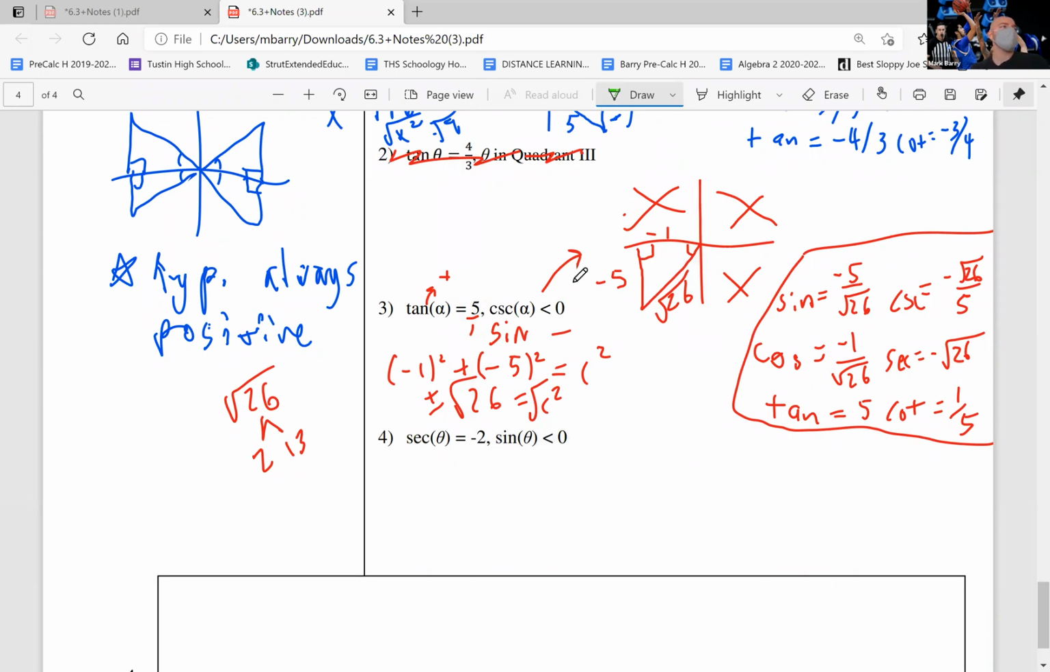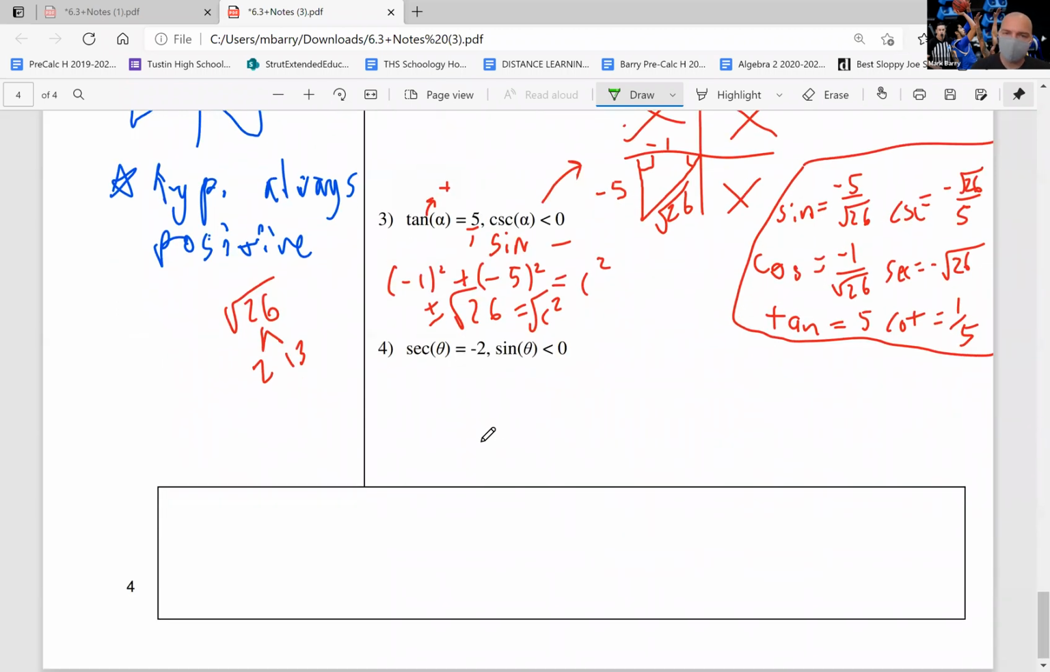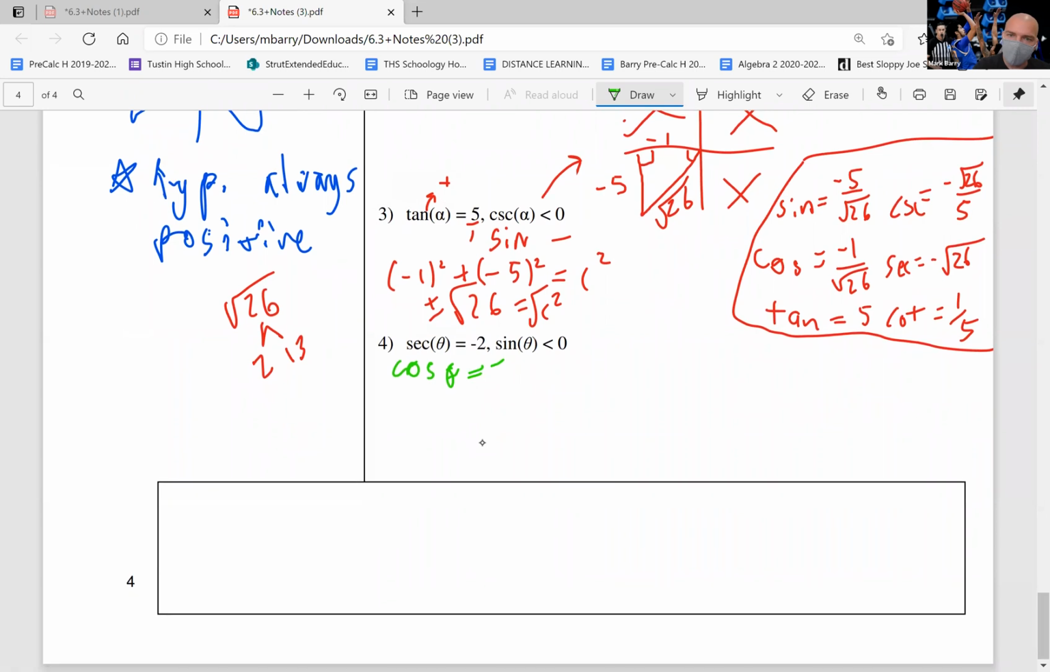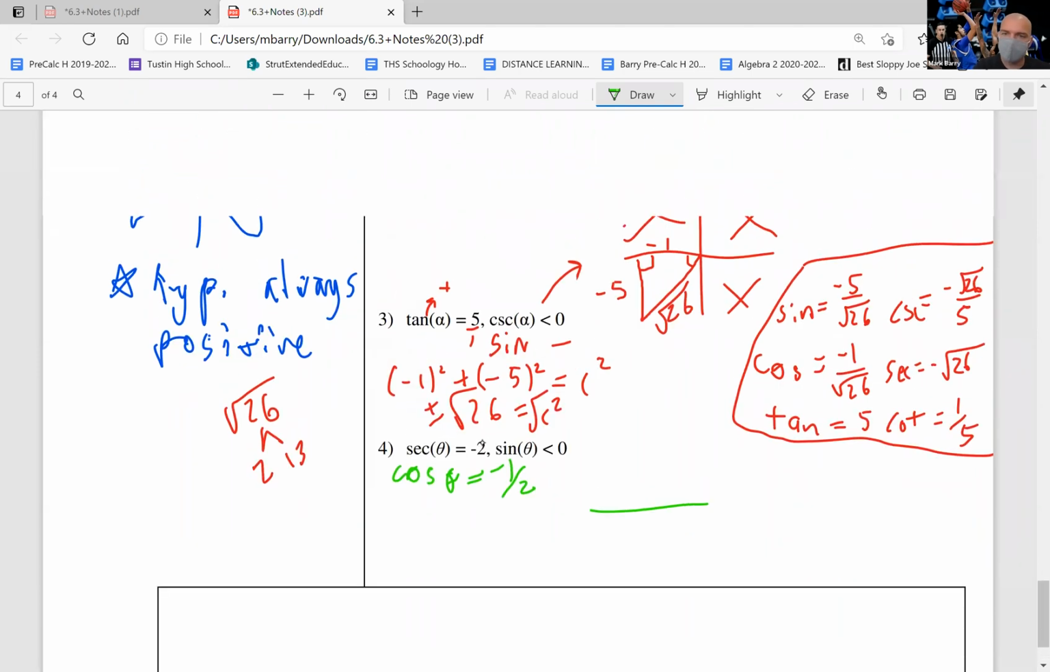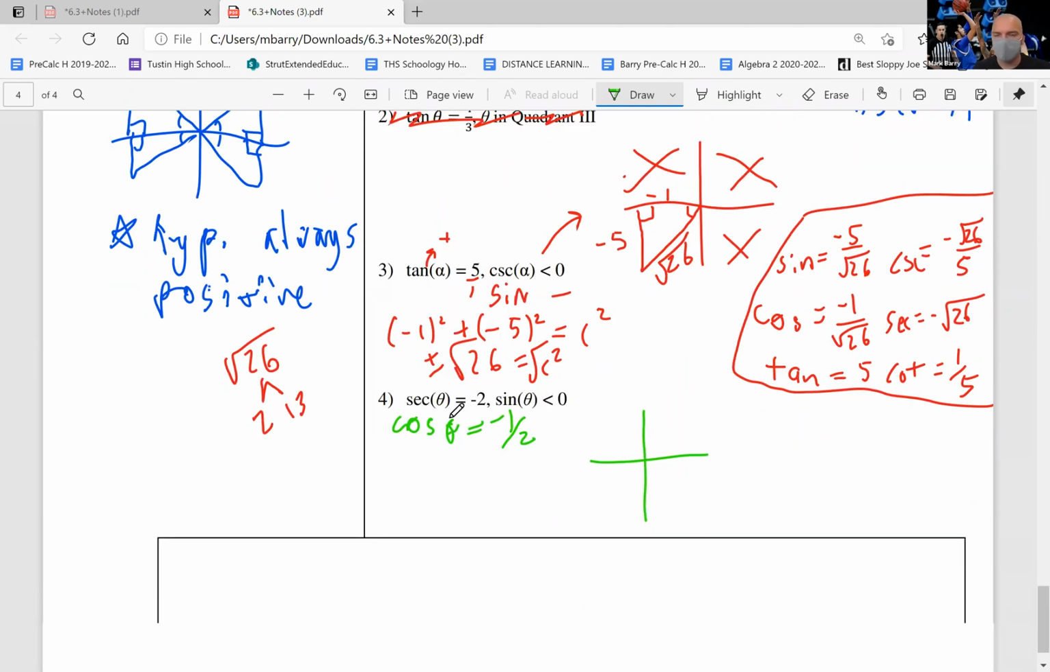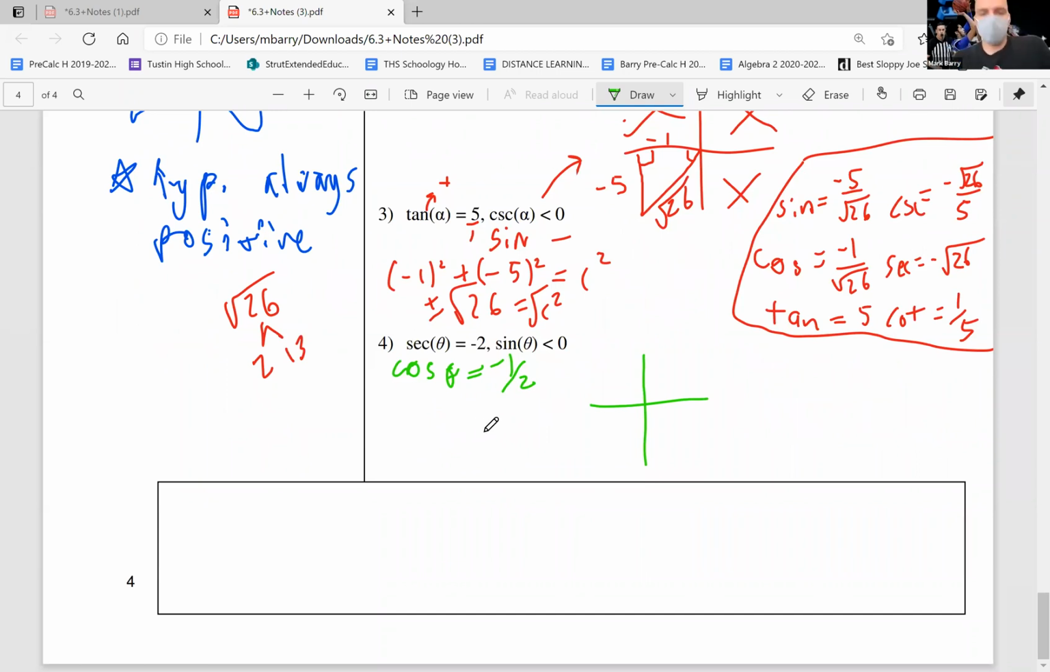All right, last one here for today. Secant of theta equals -2. Okay, so I would actually interpret this one as saying cosine of theta equals -1/2. So they're saying cosine of theta equals -1/2.